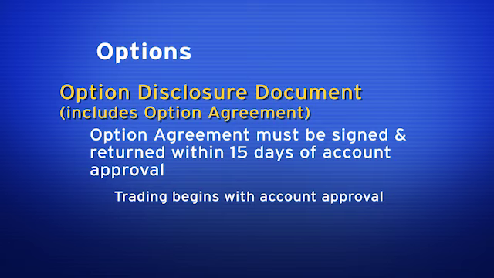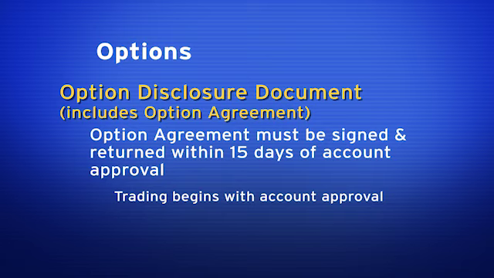So if I get the account approved by my ROP and I provide the ODD to the customer at or before that approval, I can go ahead and trade options for this customer for the next 15 days. They can buy options, they can sell options, they can exercise options, they can do whatever they would like during this 15-day period. Within that 15-day period, I've got to receive that signed agreement, basically acknowledging receipt of the option disclosure document and their understanding of strategies, risks, and rewards.